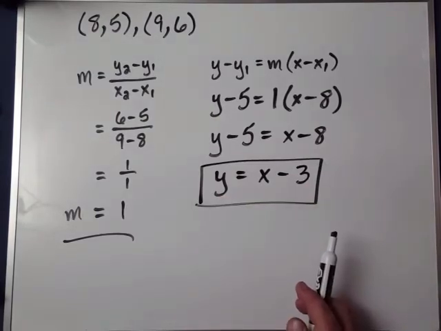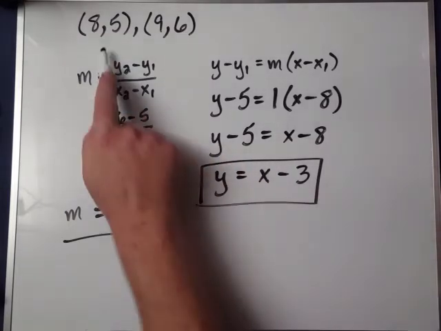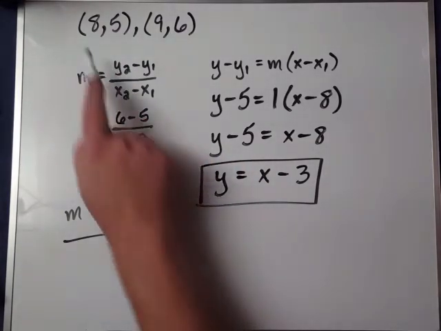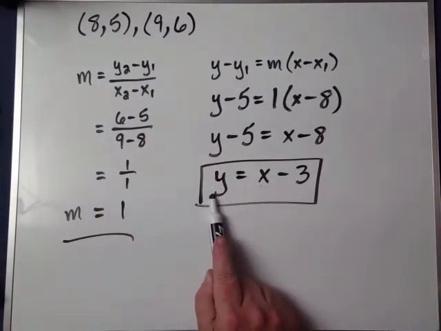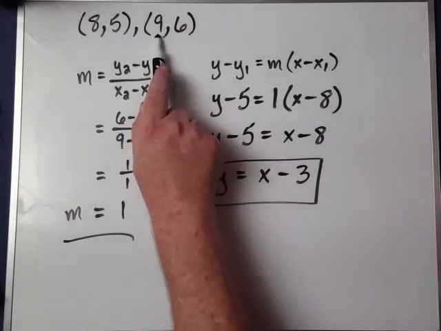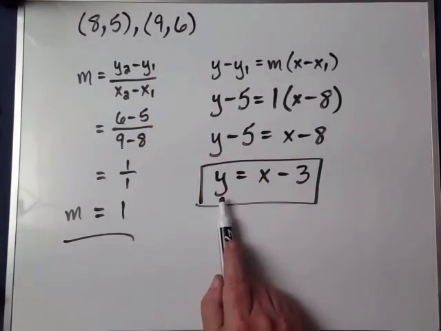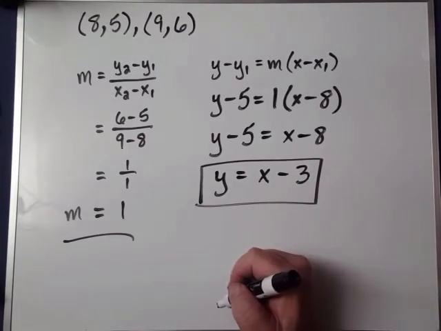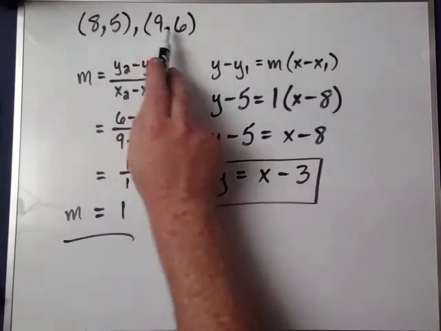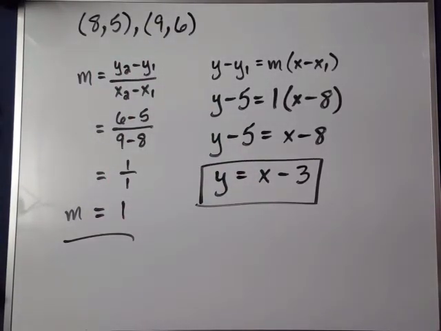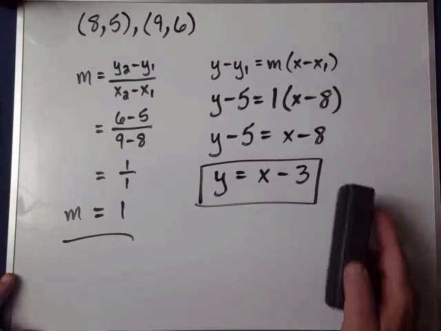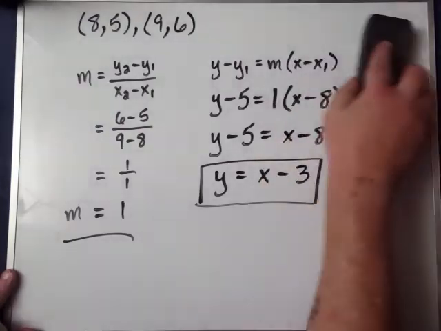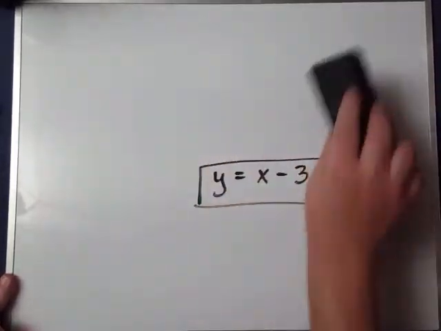What an easy check for this problem. Plug in this first point. Does it check? When x is 8, is y 5? Yes, it is. Plug in 9 for x. Do you get 6 for y? Yes, you do. So this is the equation of the line in slope-intercept form of the line that passes through those 2 points. Now your book also wants this in standard form. We need to talk about that for a minute. Let me move this slope-intercept form up to the top of the board so that we can come back to that step.